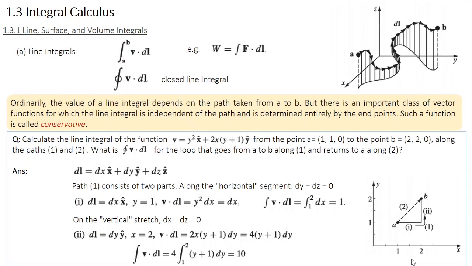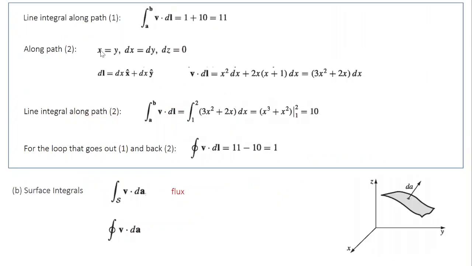Now for path 2, you can make out that at the starting point x equal to 1, y equal to 1. Similarly at the end point x equal to 2, y equal to 2. So throughout this path, x is equal to y. Consequently, you can write dx equal to dy and dz equal to 0. So dl can be written as dx x cap plus dx y cap.